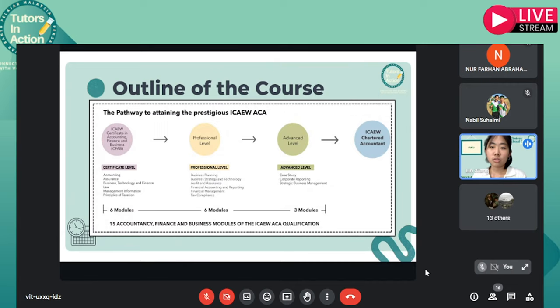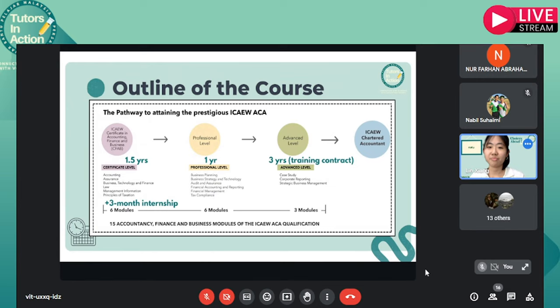There are 15 modules in total. If you go to the next slide, you can see that I labeled the duration of the courses as well. The certificate level is sort of like a foundation for you. You take 1.5 years, then the professional level would be 1 year, and then your training contract would take 3 years. So in total, you would take 5.5 years to qualify as an ICAEW chartered accountant.